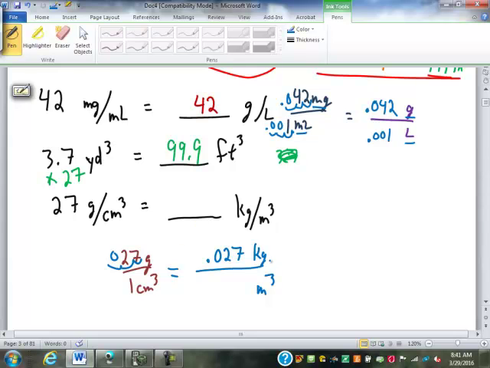Cubic centimeters to cubic meters. Well, from centimeters to meters is 2 spots to the left on the chart, so the decimal has to go to the left. How far? 2 spots on the chart becomes 3 for each spot, so 6. 3 times 2 is 6. So 1, 2, 3, 4, 5, 6. So that's 0.000001 meter cubed. If we divide that out, that becomes 27,000 kilograms per cubic meter.